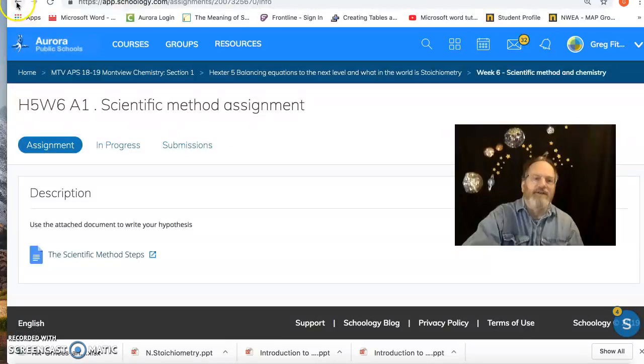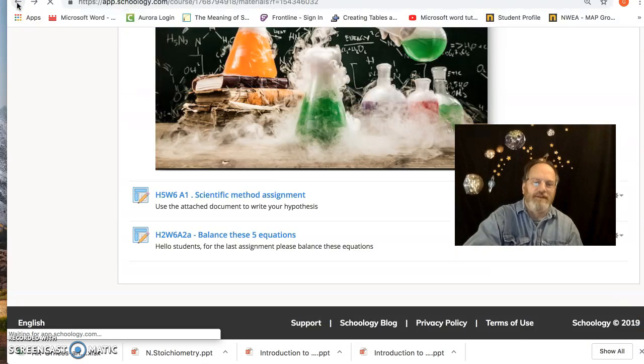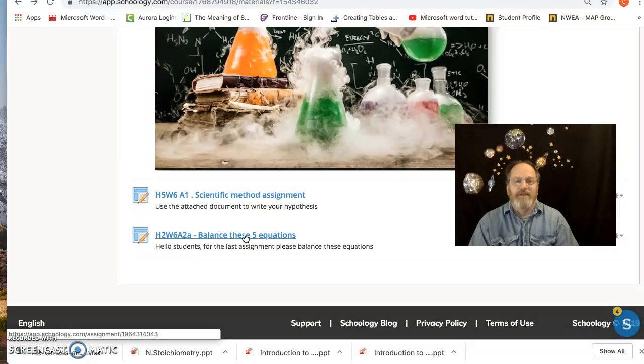Then the final assignment of Hexter 6 is to balance these 5 equations. So 5 more equations to show me that you're mastering, or at least beginning to master, the concept of balancing equations. That's it for the week, guys.